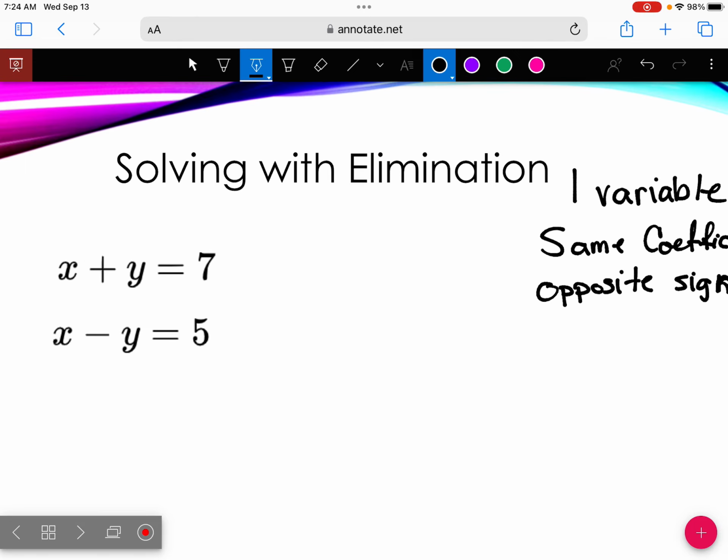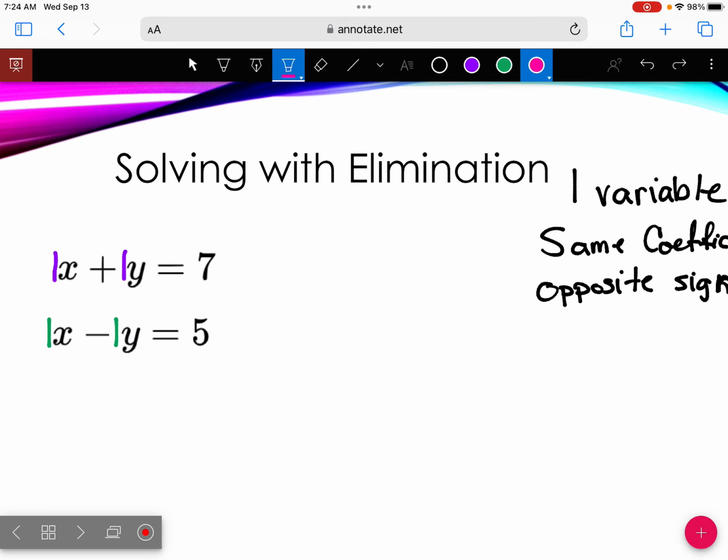So if we look at these equations over here, my coefficient on all of these variables, there's an invisible 1 in front of them. So I've got 1x plus 1y equals 7. 1x minus 1y equals 5. I have in my y's the same number with the opposite sign. That's what we're looking for to be able to start elimination. Same number, opposite sign.